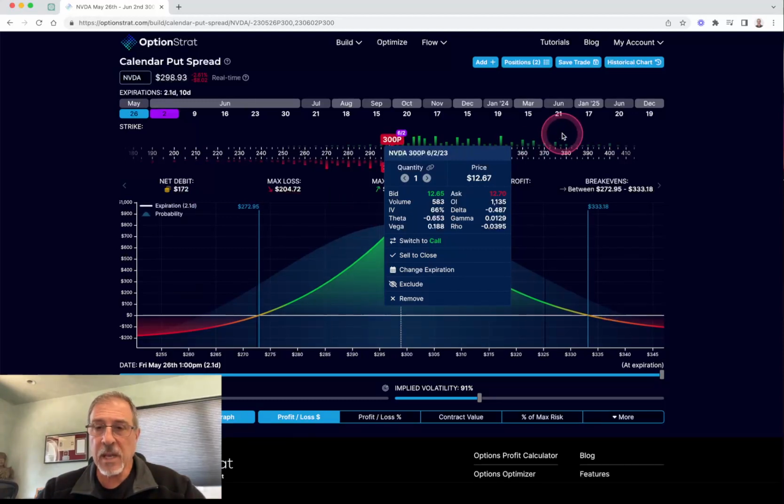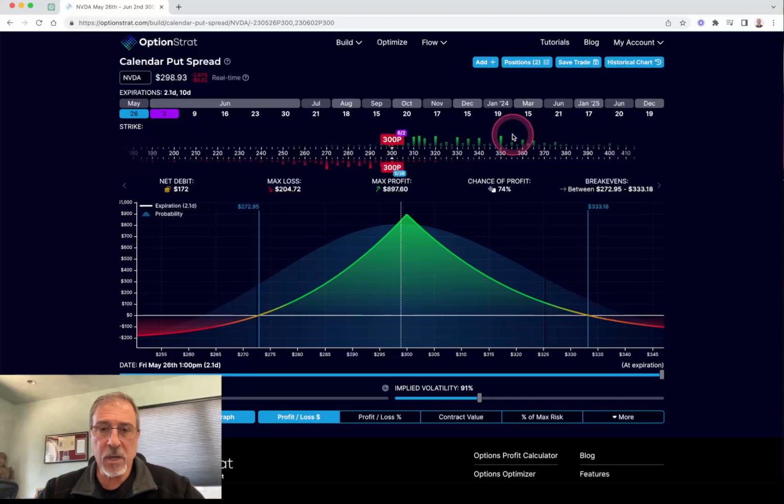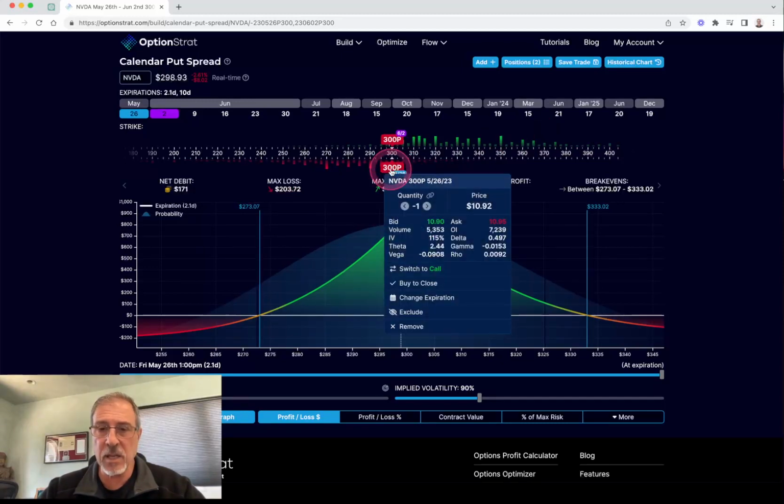So anyhow, to get into this trade, I am going to sell this Friday's expiration, which is high volatility. I'm going to sell it for whatever, $10.92, $11, somewhere in there.